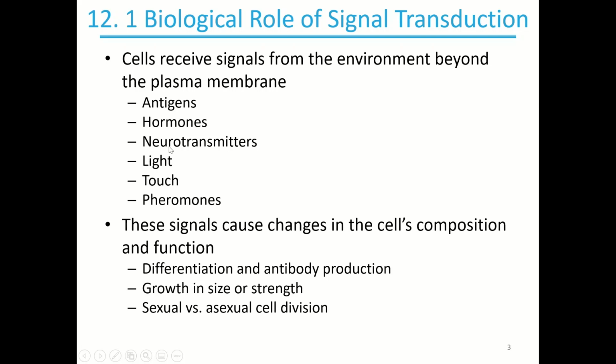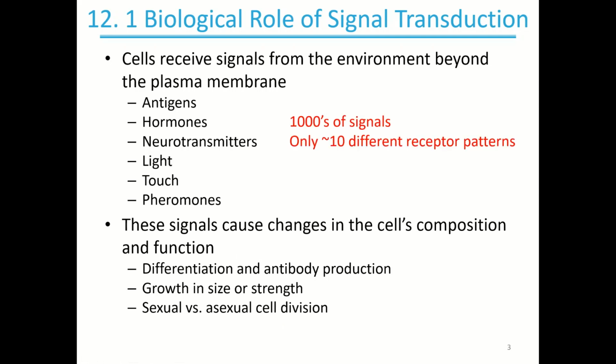There are also physical things like light that elicits a response in your body to actually view it. Touch is another signaling pathway. You physically touch something and a signal gets transduced from, let's say, your hand all the way into your brain, so that you can feel that. And also pheromones. Right. The signals cause changes in either the cell's composition or the cell's function. Okay. And some examples are shown here of that.